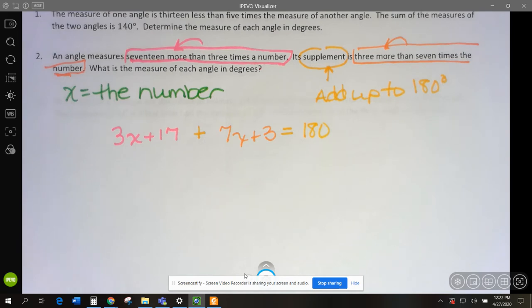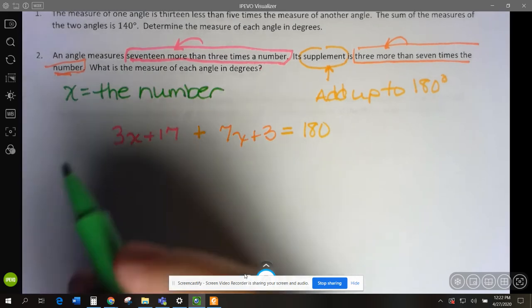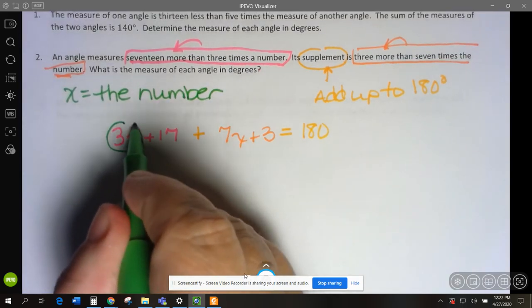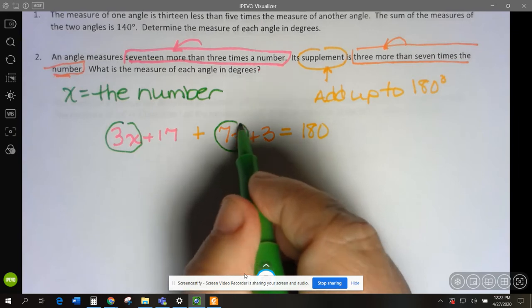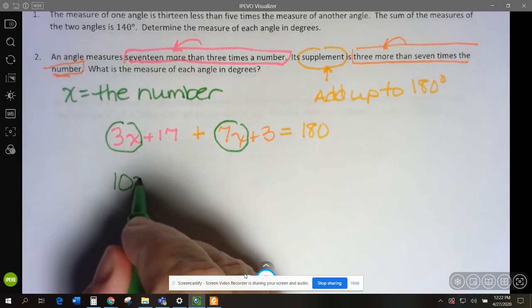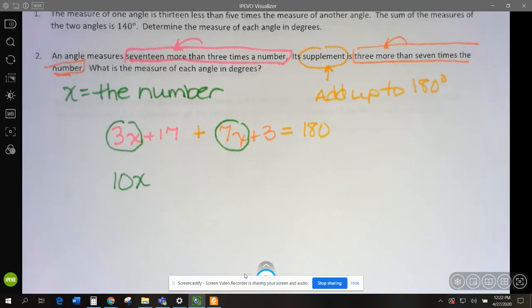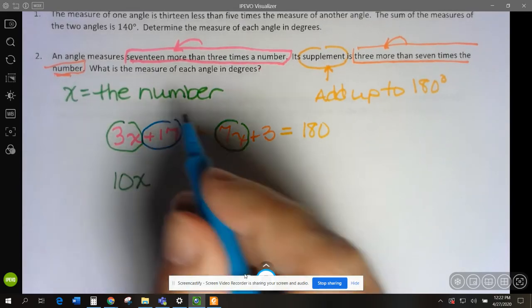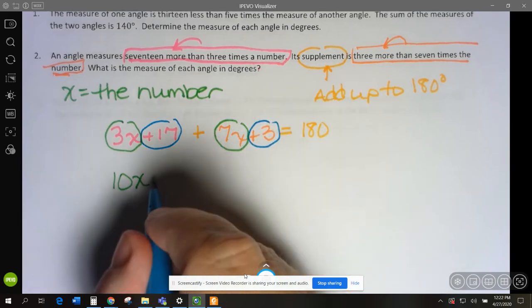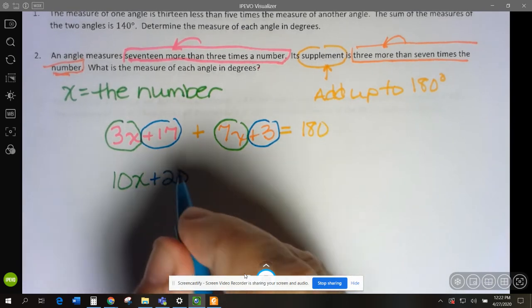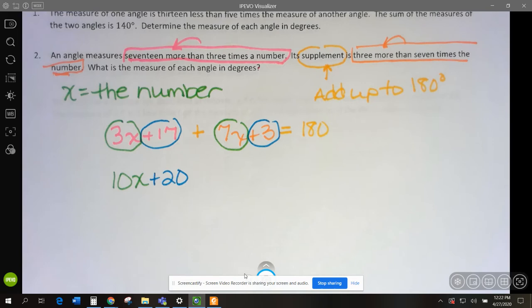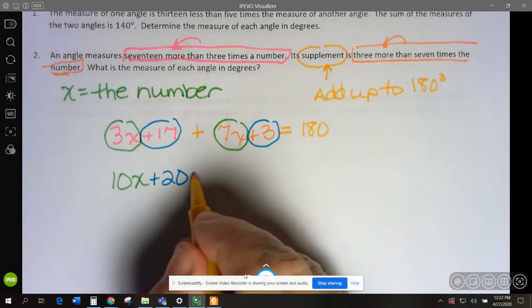So first thing we're going to do is combine our like terms. We have 3x and 7x. That's going to give us 10x. And then we have positive 17 and a positive 3, so that's going to give us a positive 20. And this all equals 180 degrees.